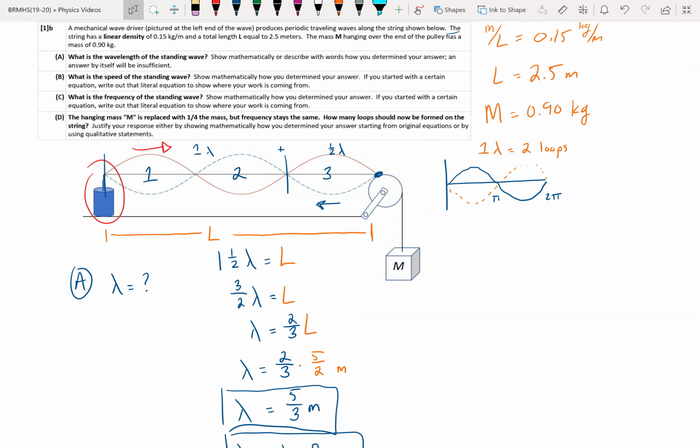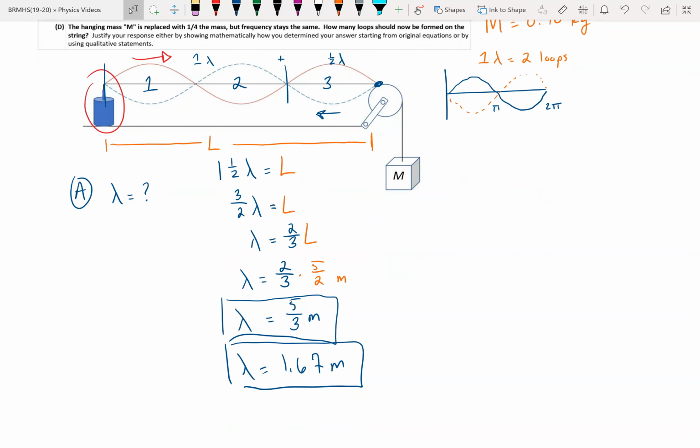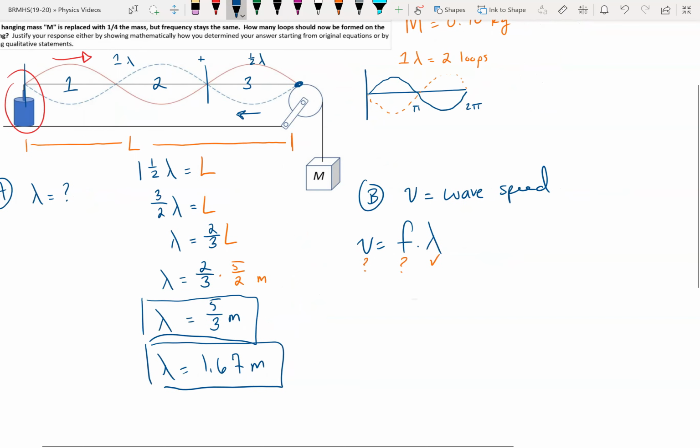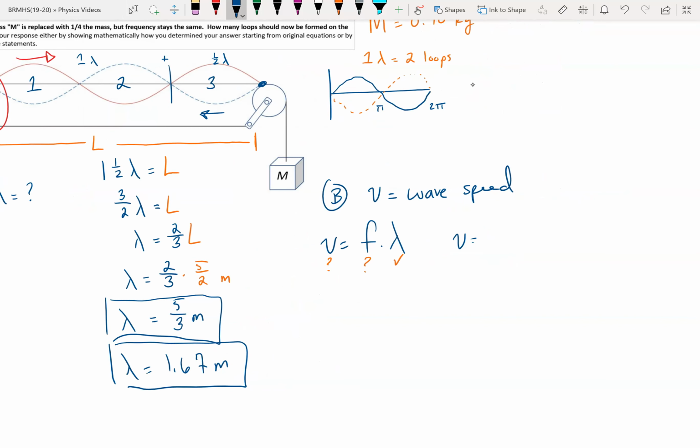Part B, what is the speed of the standing wave? Wave speed. Well, wave speed is our V. V is the wave speed. So I only got 2 equations really. I can use V equals F times lambda. That's my wave equation. Now I know lambda. Cool. I want to find V, but I also don't know the frequency right now, so with this equation, 2 unknowns, 1 equation, not too good. We have our other equation, V equals square root of the force of tension, Ft, over the linear density.